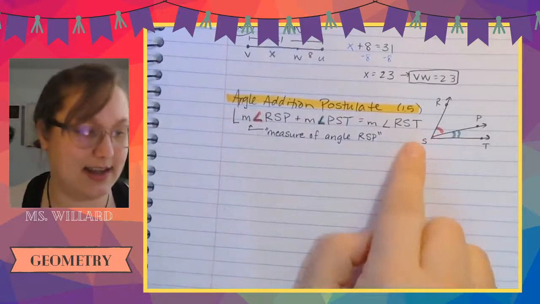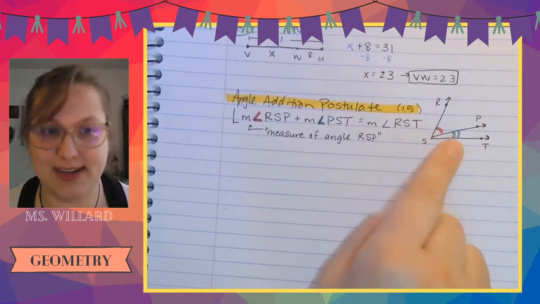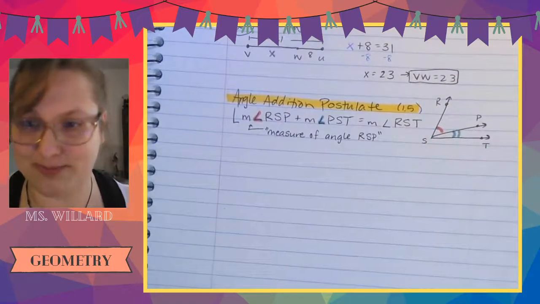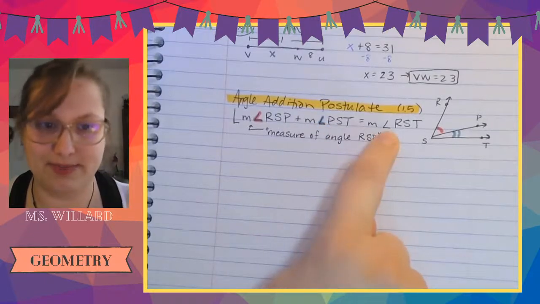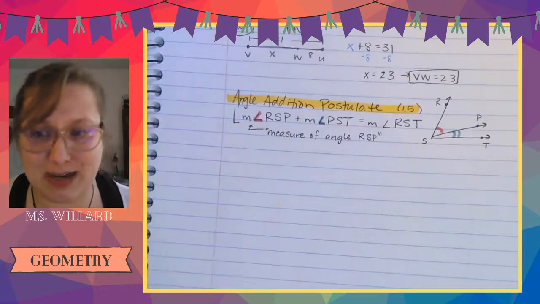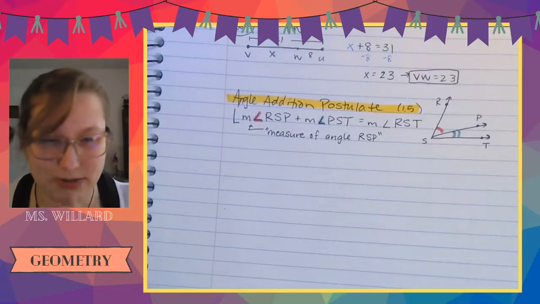So what this is saying is that if I add up the pinkish angle and the blue angle, it'll be the total, right? The pink angle and the blue angle equals the total angle. That makes so much sense. That's why this is called a postulate. I don't need to prove it to you. You can see it with your own 2 eyes.